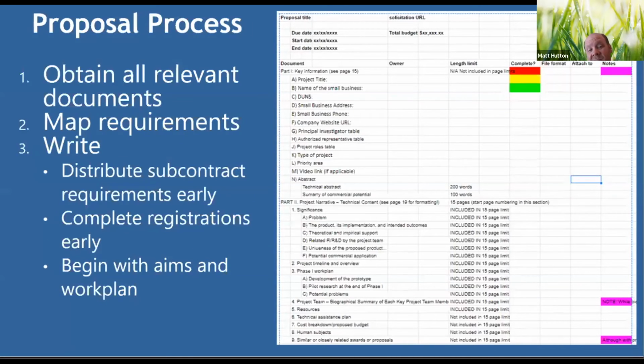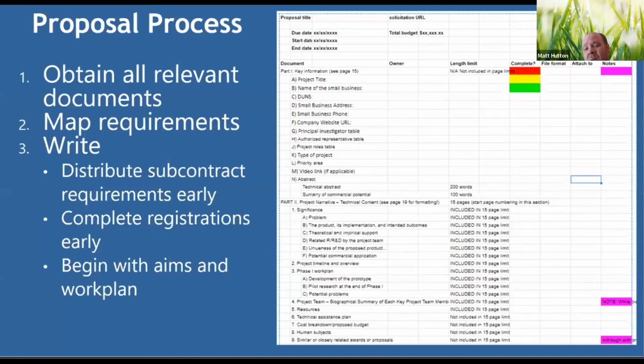Basically, I say obtain all the relevant documents first. That's step zero. There's going to be the solicitation. The topics may be in a separate document than the solicitation. Most of the agencies have a style guide. That's going to be like a 50-page document on what fonts you can use, and what the page limitations are for all the different sections of the proposal.